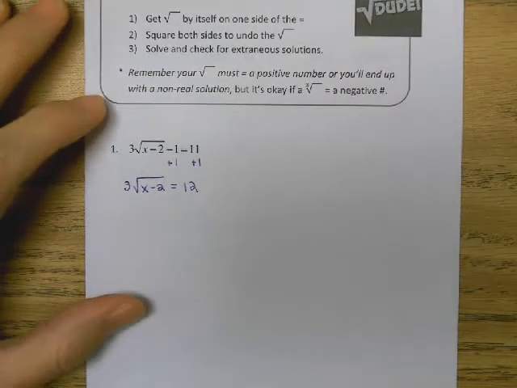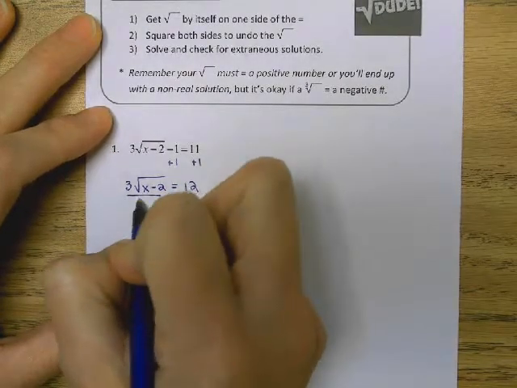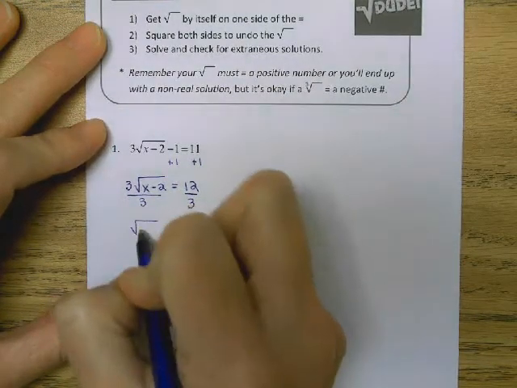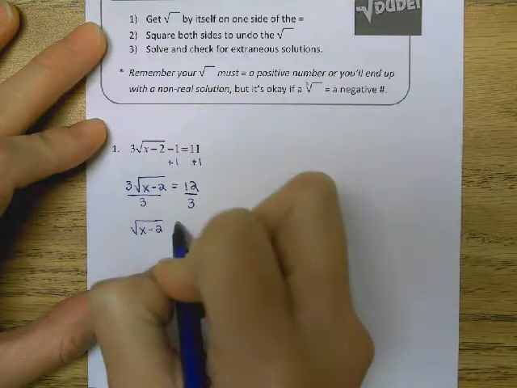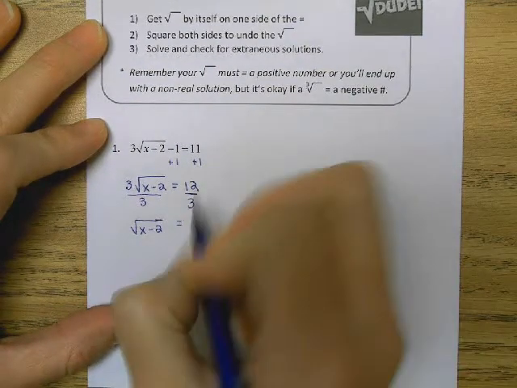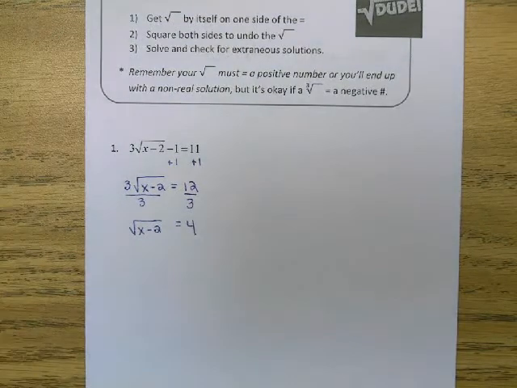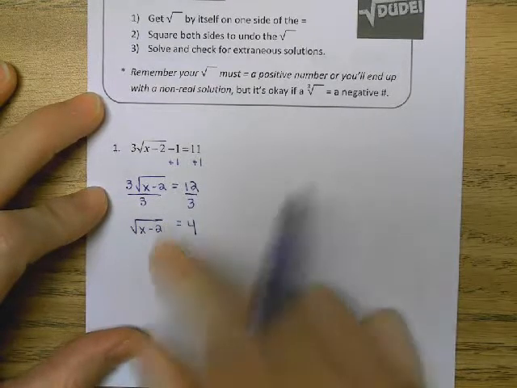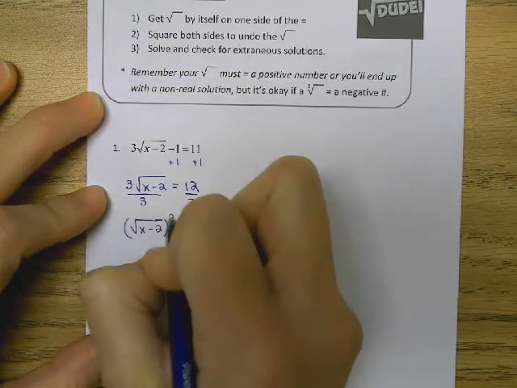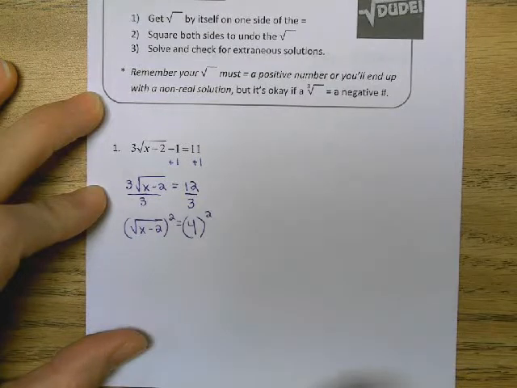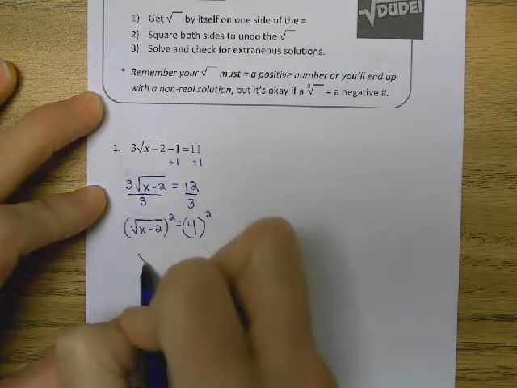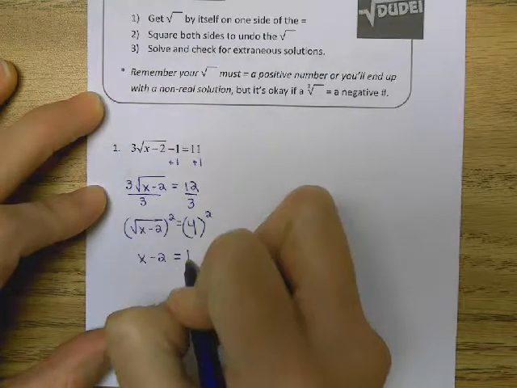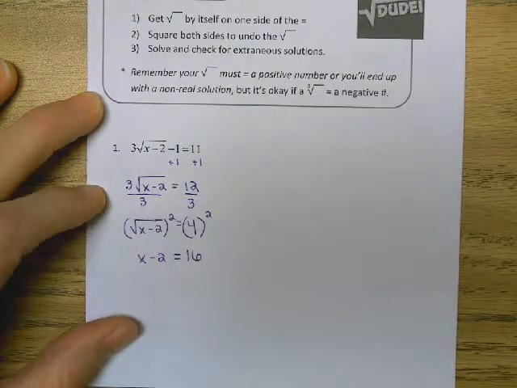My square root still is not by itself because I have this 3 out front, so I'm going to go ahead and divide both sides by 3. On the left-hand side, I'll be left with just the square root of x minus 2, and 12 divided by 3 gives me 4. Now my square root is by itself on one side of the equal sign. To get rid of this square root, I square both sides. When I square a square root, it goes away and I'm just left with the x minus 2. 4 squared gives me 16.